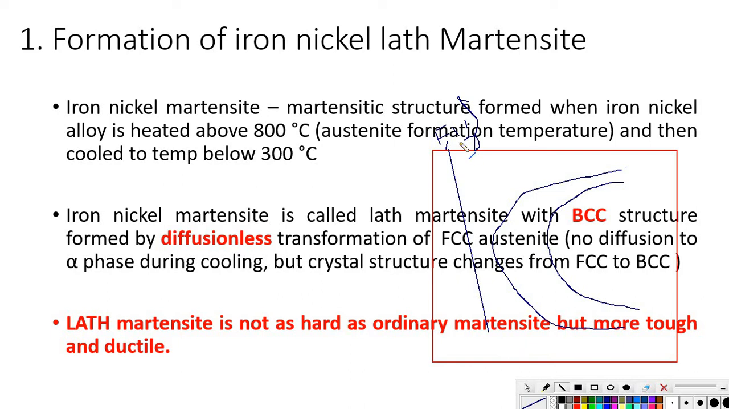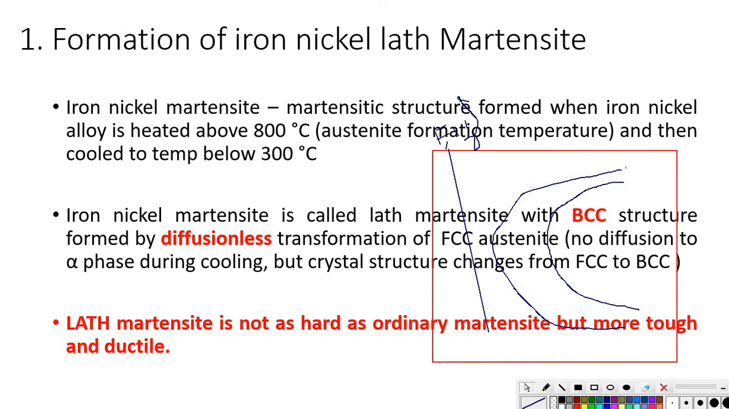If we use a 1.5 percent carbon steel and cool from austenite to martensite, it will be very hard. But here we use a very low carbon austenite. From a very low carbon austenite, we cool into the martensite temperature range, and only then do we get lath martensite. And of course, the nickel is also an important part of the formation of lath martensite. This lath martensite is tough and ductile, and it is soft when compared to ordinary martensite.